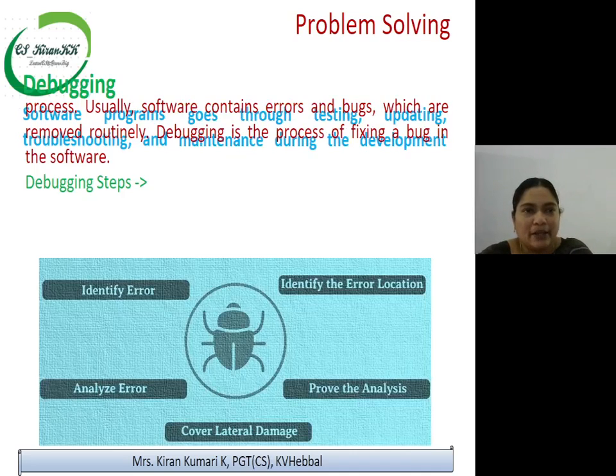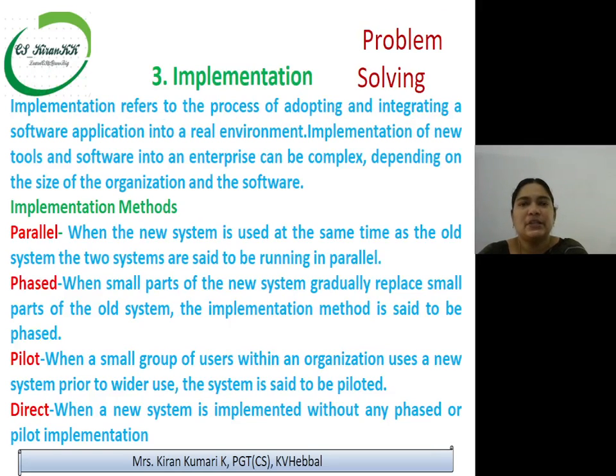Coming to debugging: software usually contains errors and bugs which are removed routinely. Debugging is the process of fixing a bug in the software. What are the debugging steps? We identify the error, analyze the error and its location, prove that analysis, and then cover lateral damage. These are the steps in debugging.